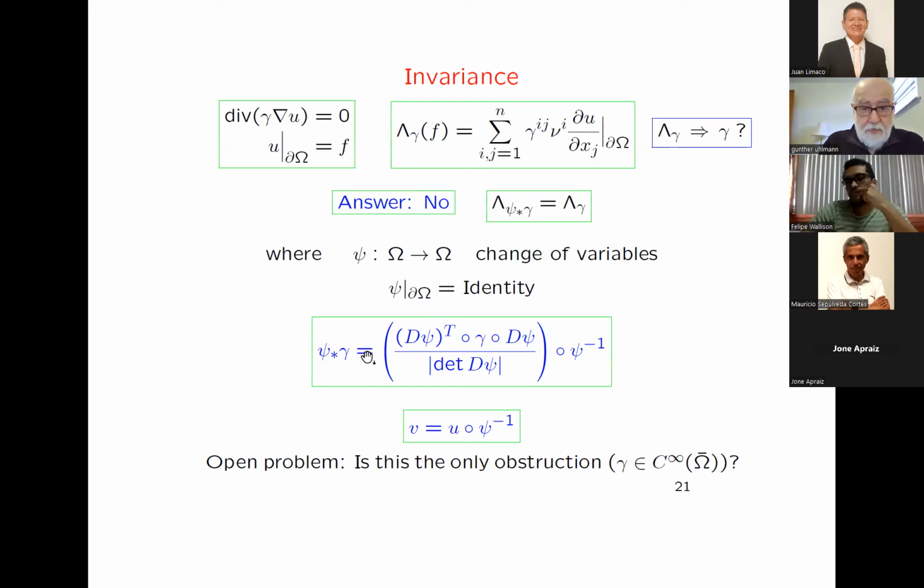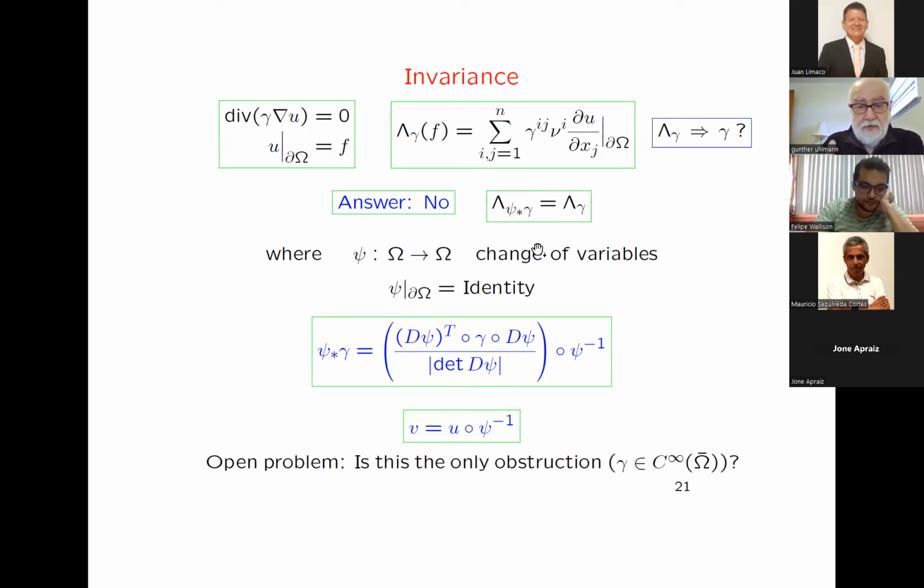What is the push forward in terms of matrices? It is the Jacobian transpose composed with gamma composed with the Jacobian, divided by the modulus of the determinant. And this can be seen by just changing variables in the equation. You can easily check this invariance. This is an infinite dimensional group of diffeomorphisms that leaves the boundary fixed.